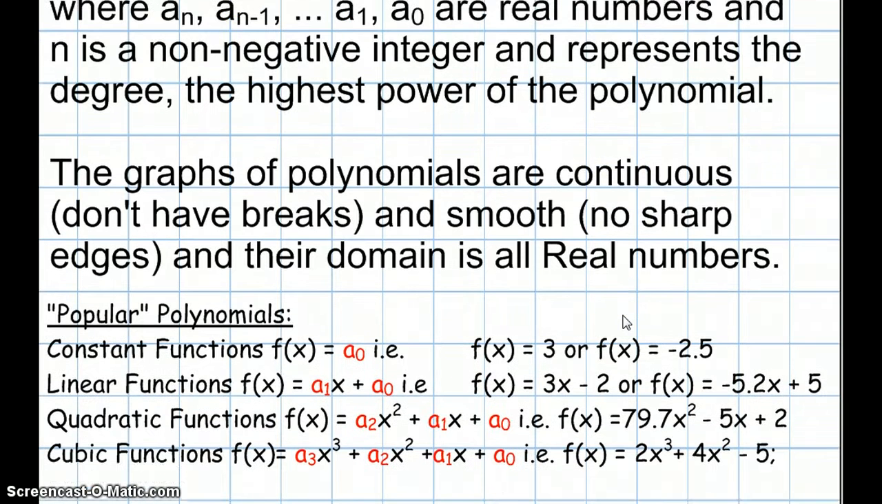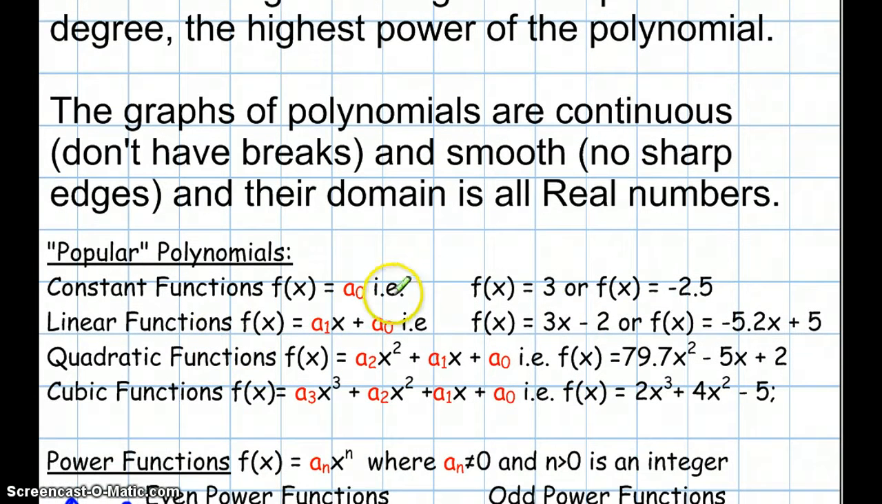Now, some popular polynomials that you've been working with are constant functions. f of x is equal to 3. If you remember that, the graph of that is just a horizontal line wherever the constant is. And the leading coefficient is always the one on the highest power, but we'll talk about that later.